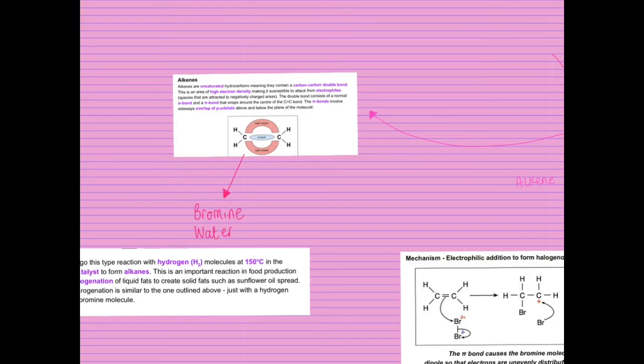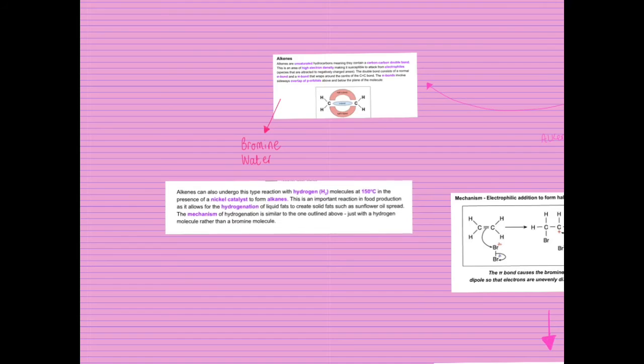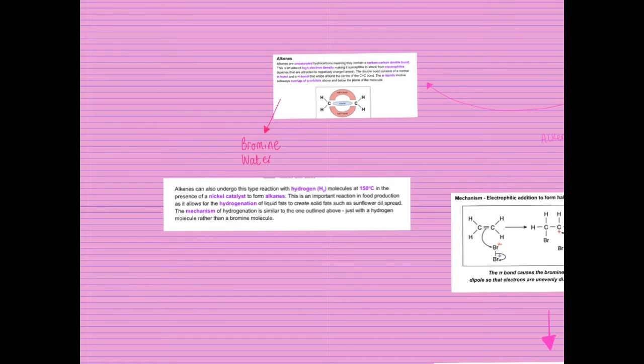Okay, you can test for them using bromine water. They will decolorize bromine water. So bromine water is orange. Alkenes will decolorize bromine water. Okay, alkenes can also then undergo reactions with hydrogen. The temperature for that is 150, and you need a nickel catalyst, and they form alkanes. So you can go from alkenes to alkanes. This is an important reaction in the production of food, so it makes sunflower oils, liquid fats. The mechanism is similar to the one that we're going to talk about now, but just with a hydrogen instead of a bromine.